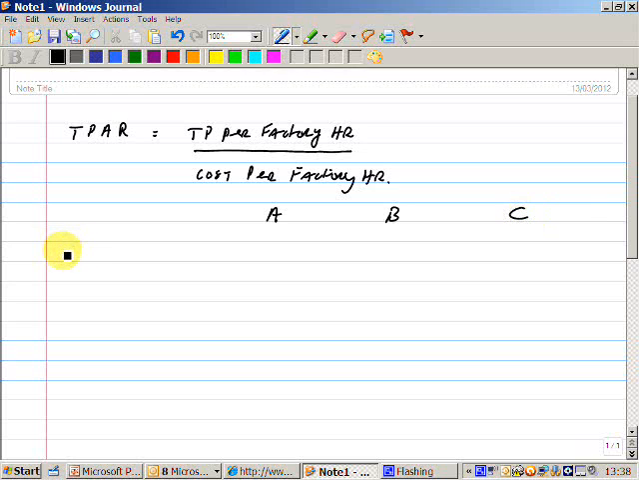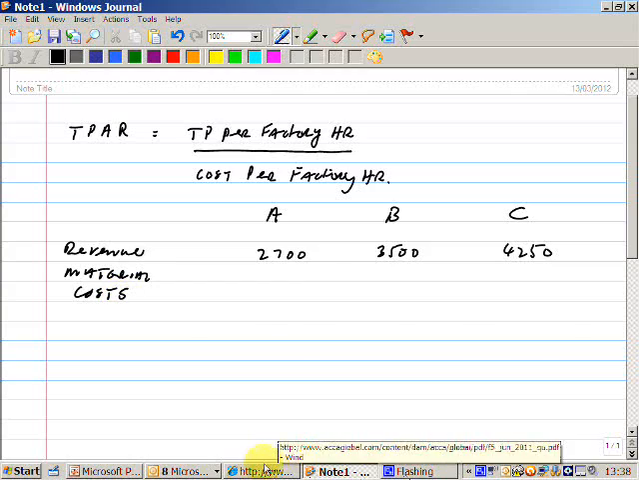So the first thing we want to calculate is the revenue, or the throughput. So the revenue for each one is going to be 2,700, 3,500 and 4,250. So that's that. And now the material costs. The material costs are given to you in the question.